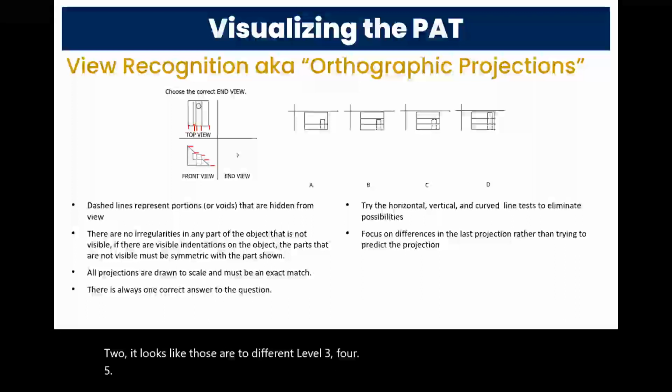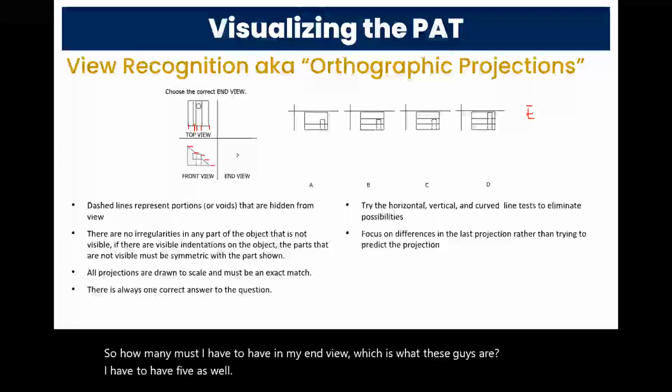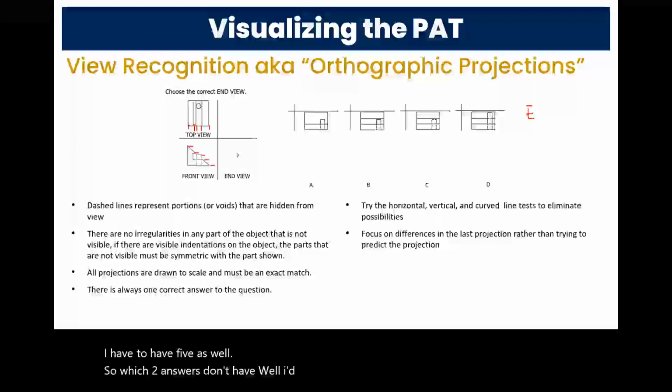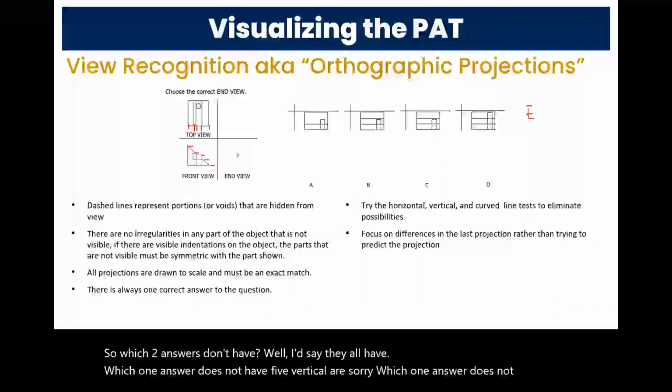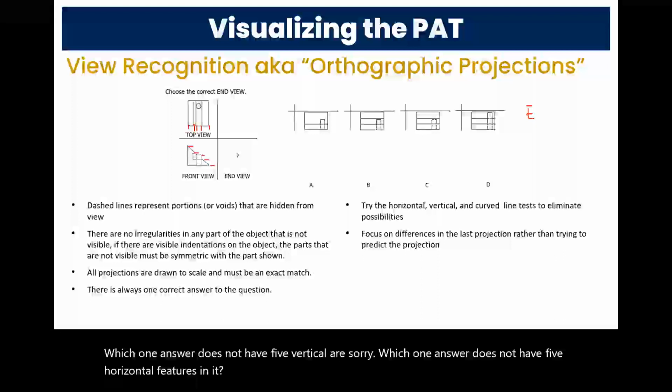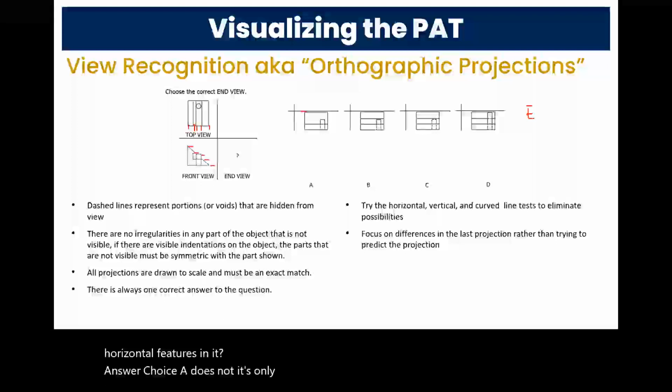So how many must I have in my end view, which is what these guys are? I have to have 5 as well. So which one answer does not have 5 horizontal features in it? Answer choice A does not. It's only got 4. 1, 2, 3, 4. So answer choice A is gone. We can get rid of that one.